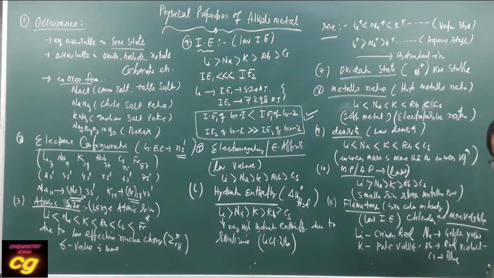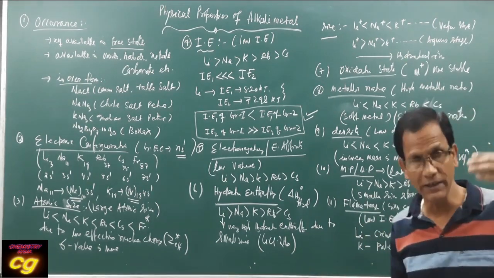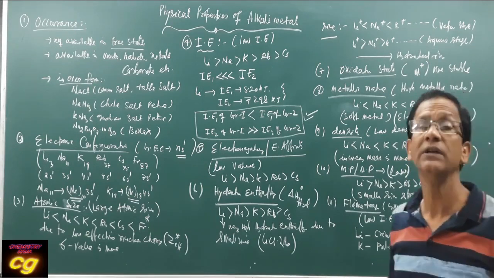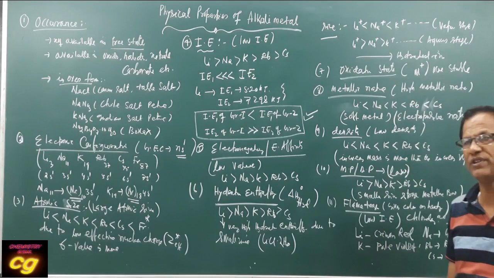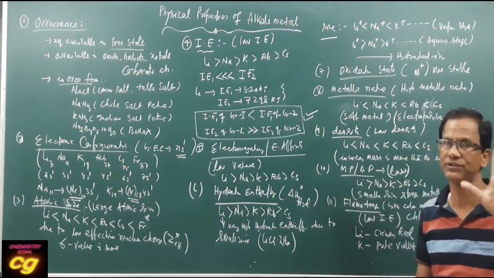So they show a particular color on heating. That's why they can be identified. The salt can be qualitatively identified, qualitatively tested, by the flame test. A very important physical observation of alkali metals is the flame test.